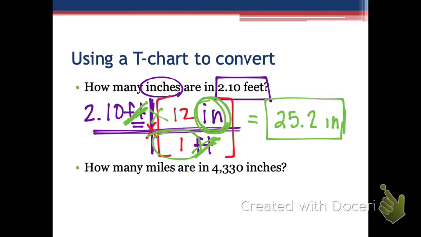This one says how many miles are in 4,330 inches. How many miles are in that many inches? So before we even do the math, I want you to think about this. Do you think the answer here is going to be a really big number or a really small number? Is it below 1? Yeah, it should be below 1. I think it's going to be a really small number because if we think about it, a mile's a long, long way, and 4,000 inches is not that many. So can we convert directly from inches to miles?